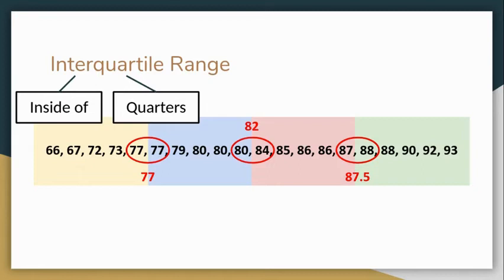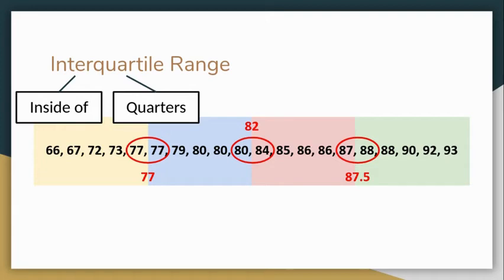Each quarter contains 25%, or 1/4, of our total data. For example, the yellow quarter contains 5 data points out of our total of 20 data points. 5 out of 20 simplifies to the fraction 1/4. Let's look back at the word interquartile. We split our data into quarters, fulfilling the quartile part of the term.